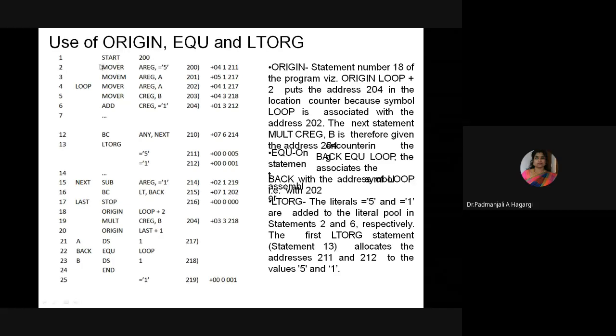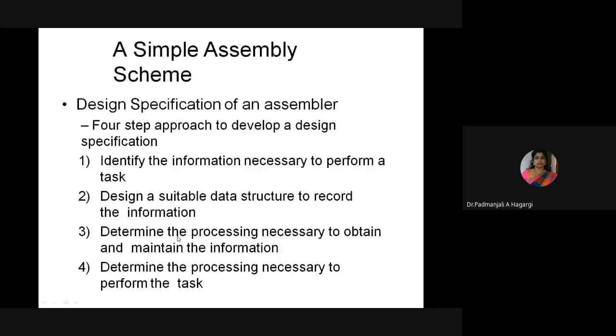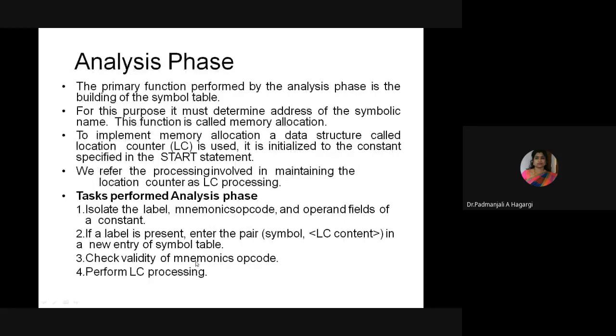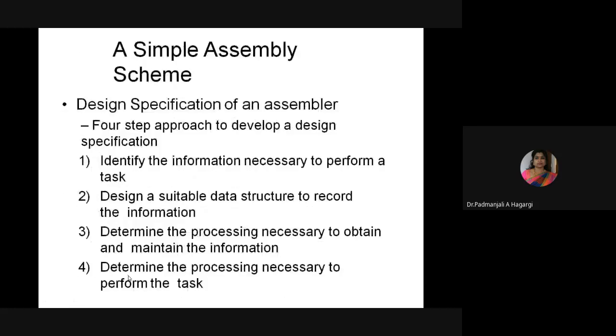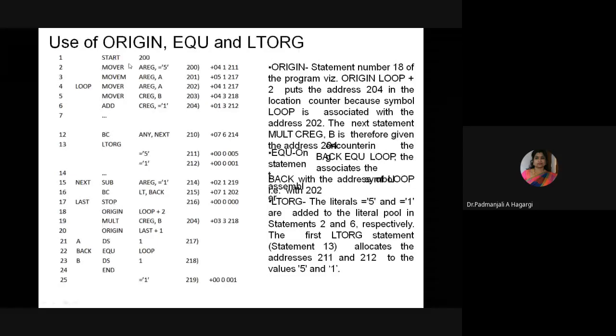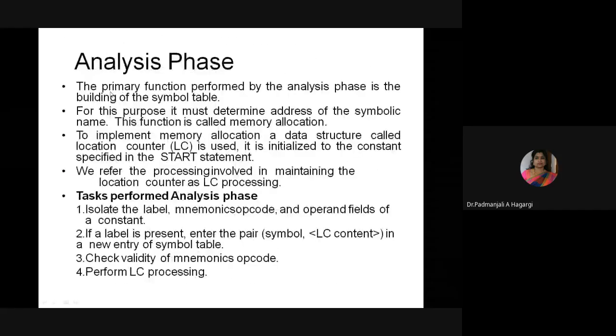And what is the opcode? Move is the instruction and its opcode may be 003. It takes that value and searches in the symbol table for what the operands are, what their content is, and what the memory location is. In this way, it checks the validity of the mnemonic code and performs the processing of this second location counter. That is all the task of the analysis phase.